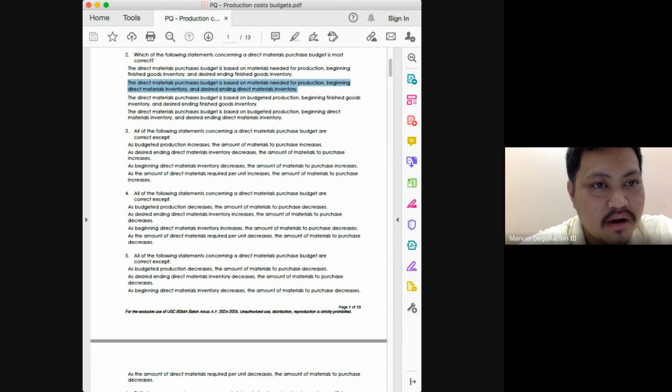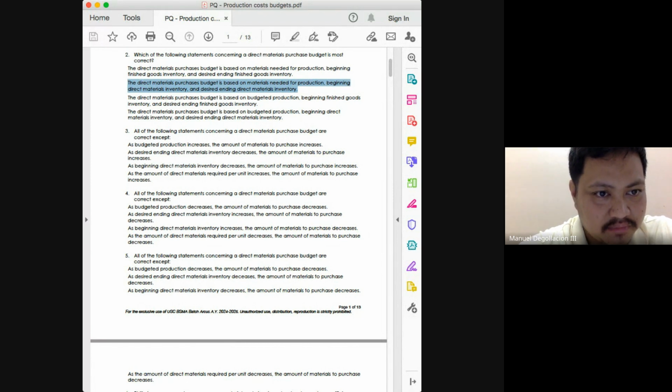Okay, remember, if we go back to number 2, in getting your direct materials purchase budget or the budgeted direct materials to be purchased, the targeted ending direct materials inventory would be an addition. Okay, so the higher the target ending inventory, the more purchases. But the lower the target ending inventory, the lower amount of materials purchases. Okay, so that makes the second choice incorrect, which would make it the answer.